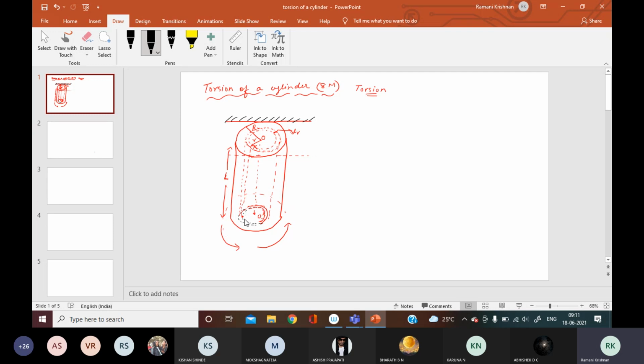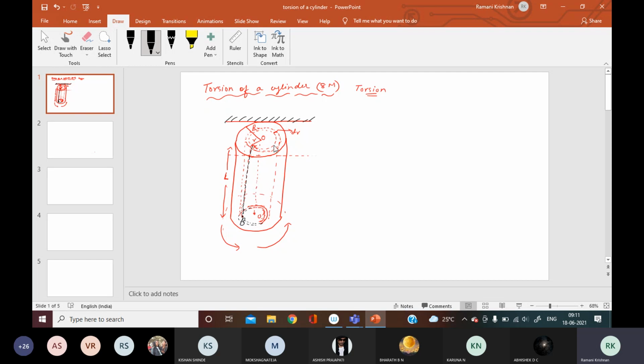Okay, now this point from X, let us take this is the point. And when the body is not twisted, at the upper end the point is X, and at the lower end the point is B. Now it is twisted. Because of the twisting, what will happen?